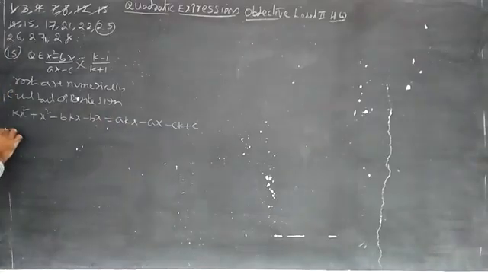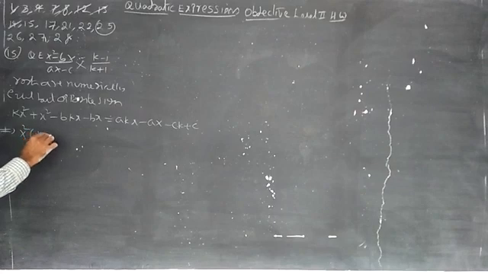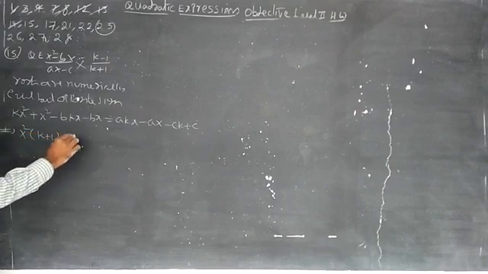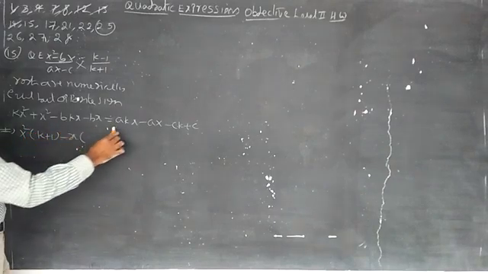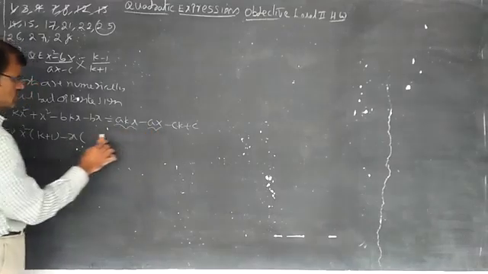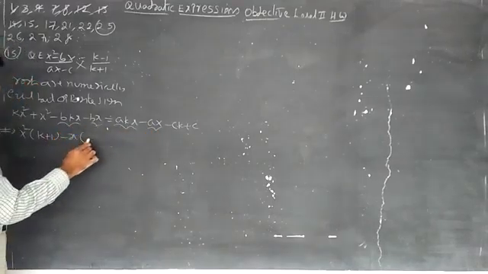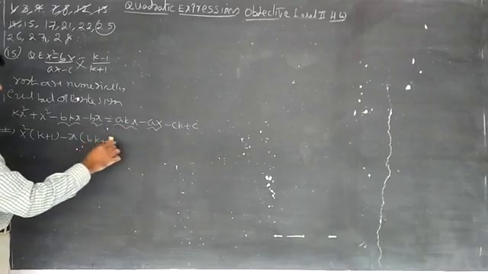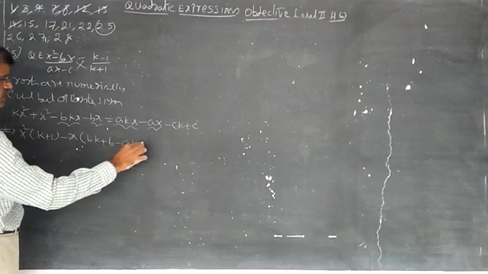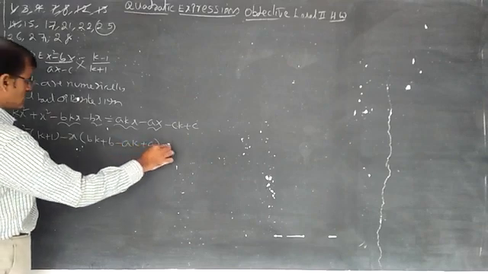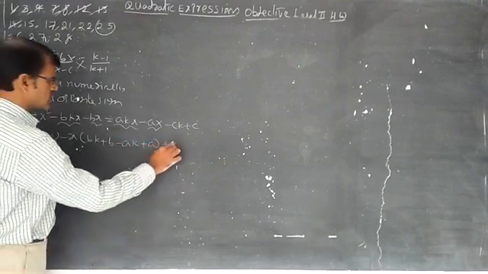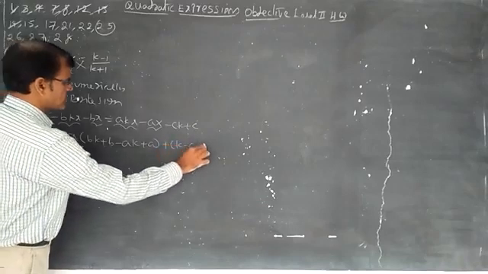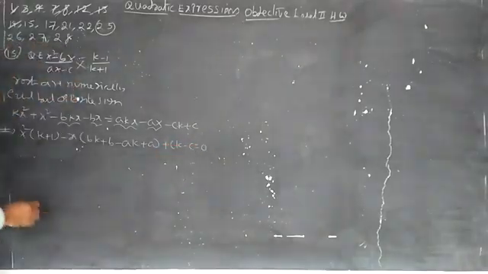That implies, taking x² common, simply (k + 1). Minus x taken common, here it is minus akx minus ax minus bkx minus bx, it becomes (bk + b). This one taken to this side becomes minus ak, this is plus a. That's all. Plus ck minus c is equal to 0.